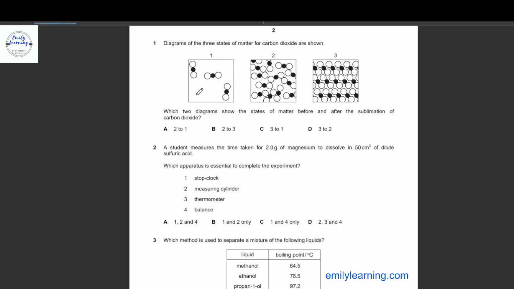Next, we know that this is a liquid, this is a gas, this is a liquid, and this is a solid, because in the gas, the particles are the most far apart, followed by liquid and then a solid. Because sublimation is from a solid to a gas, it will be from picture 3 to picture 1. So the answer for question 1 is C.